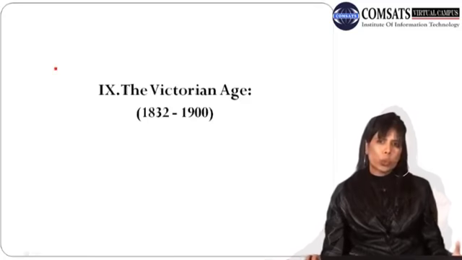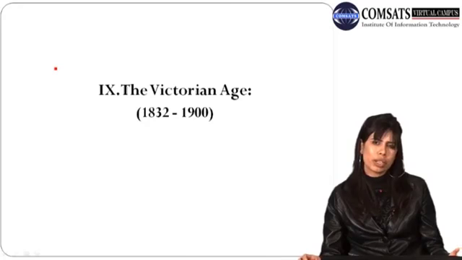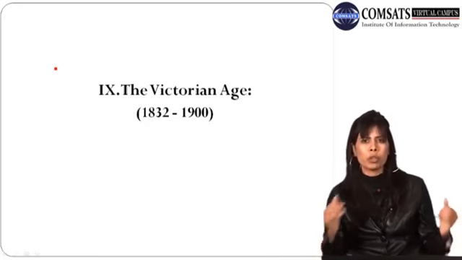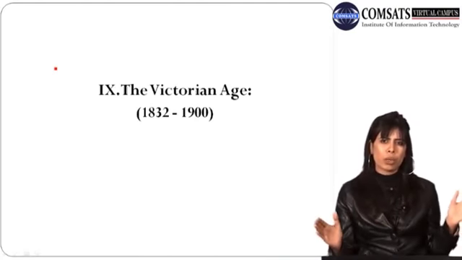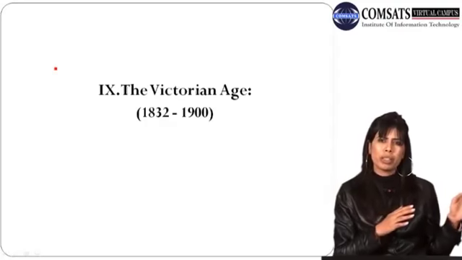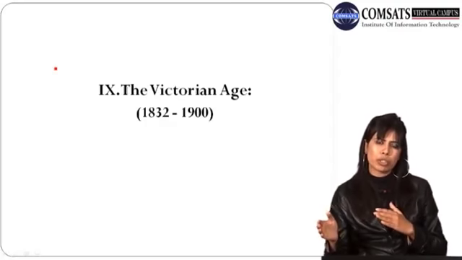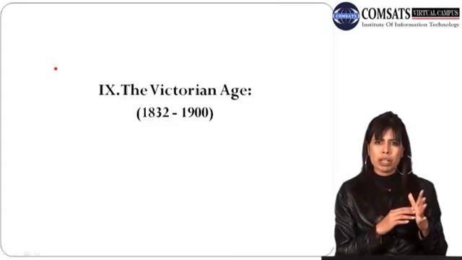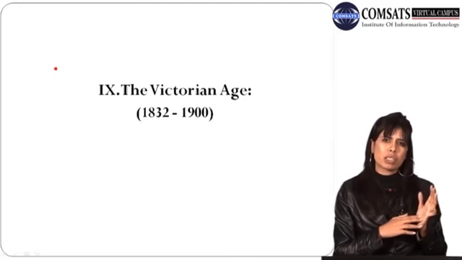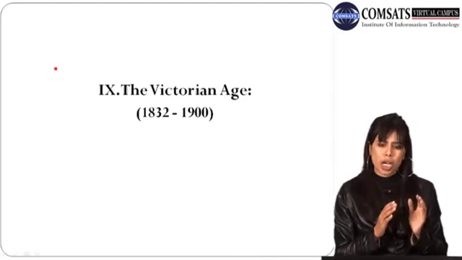The Victorian age, when Queen Victoria was ruling England, started in 1832 and ended in 1900. So my dear students, we'll be talking about the Victorian age in detail. We'll divide the Victorian age into two parts: one would be the first half of the Victorian age and the other is the later half. So you'll see the differences as far as the subject matter of both the parts is concerned.